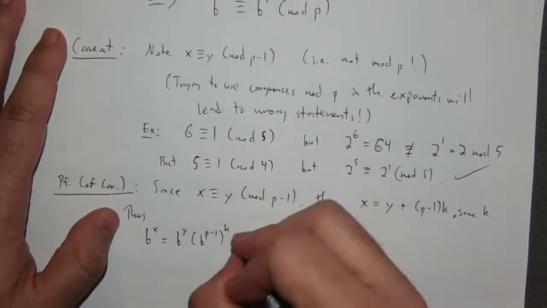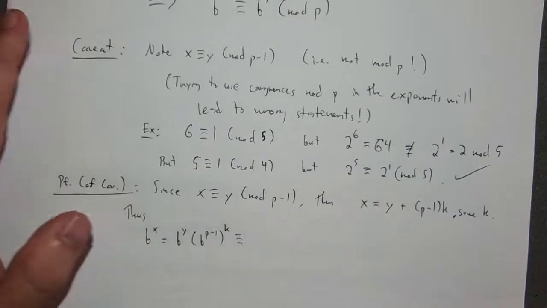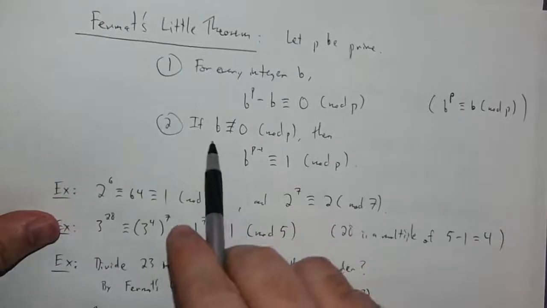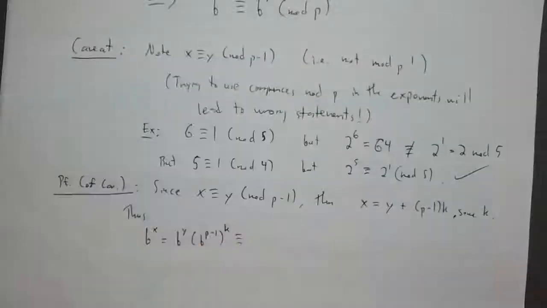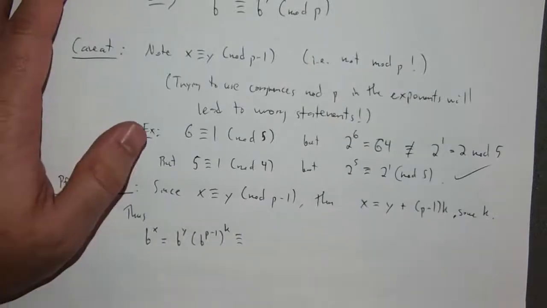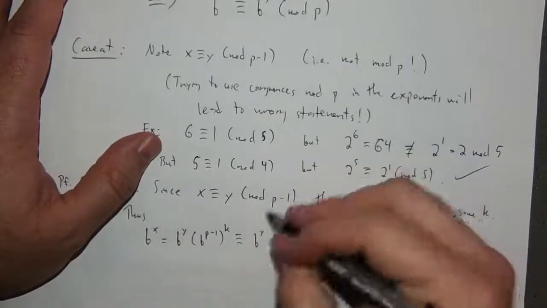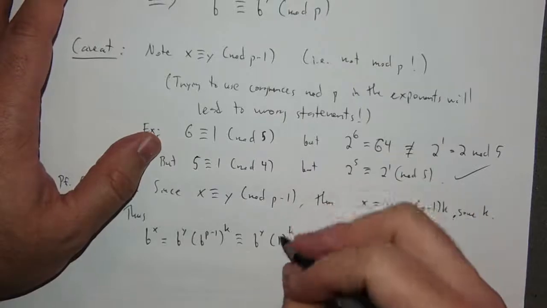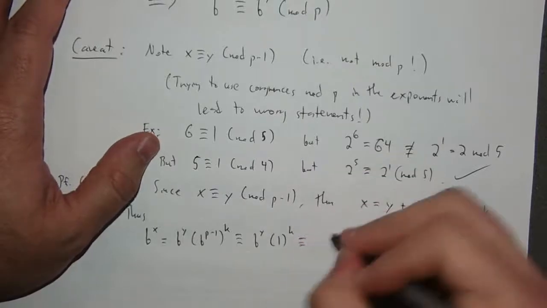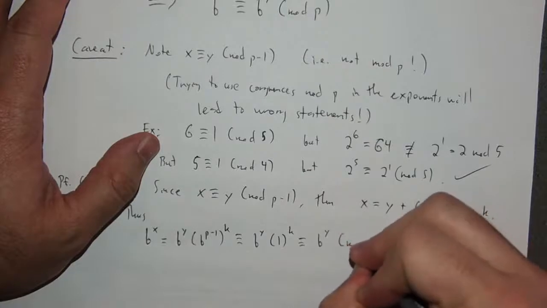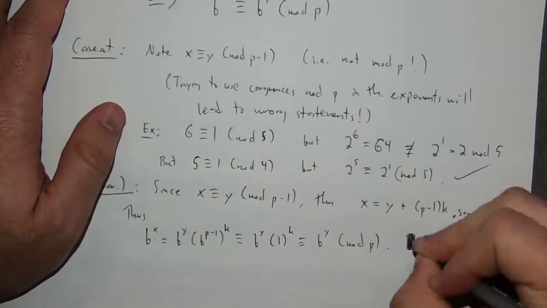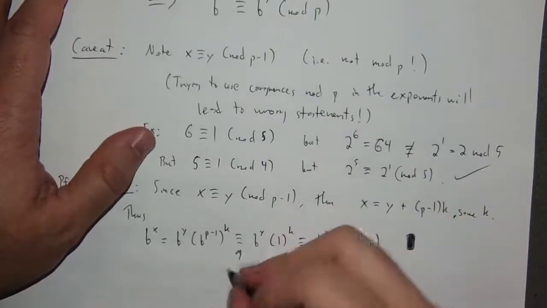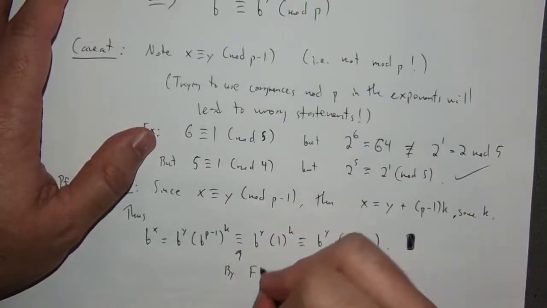But b to the p minus 1 is congruent to 1 by Fermat's little theorem, right? So Fermat's little theorem says that if b is not congruent to 0 mod p, then b to the p minus 1 is congruent to 1 mod p. So this is congruent to 1 to the k, right? So this is b to the y times 1 to the k, which is congruent to b to the y mod p. And that's exactly the statement. So you see exactly where this comes in, right? So this is by Fermat's little theorem.